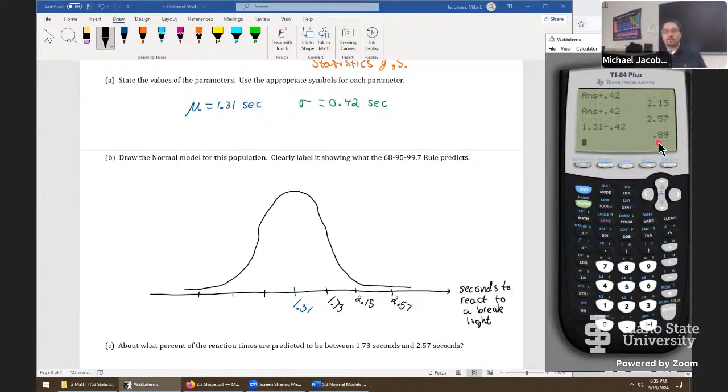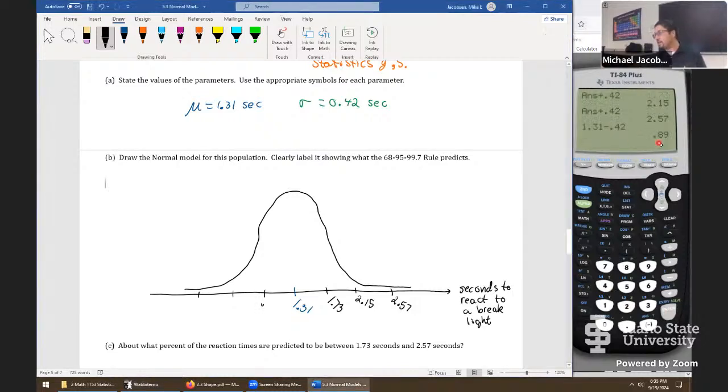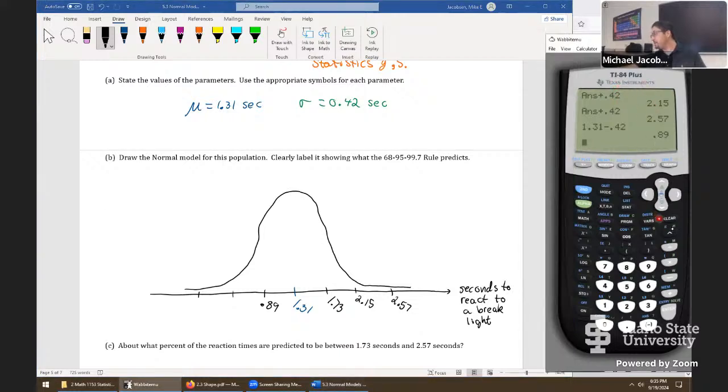So 0.89 seconds. That's 1 standard deviation on the lower end. So these are people with fast reaction times. These are the people who won't get you into a fender bender. To get the next value, just go minus, again, 0.42.